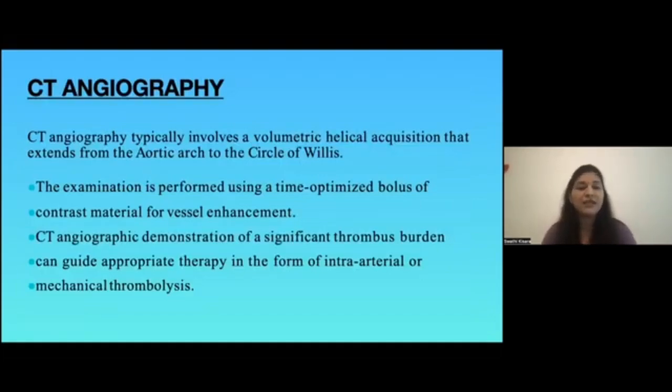Now coming to CT angiography. CT angiography typically involves a volumetric helical or spiral acquisition that extends from the aortic arch to the circle of Willis. The examination is performed using a time-optimized bolus of contrast material for vessel enhancement. And CT angiography helps in demonstration of significant thrombus burden that can guide in therapy in the form of intra-arterial or mechanical thrombolysis.